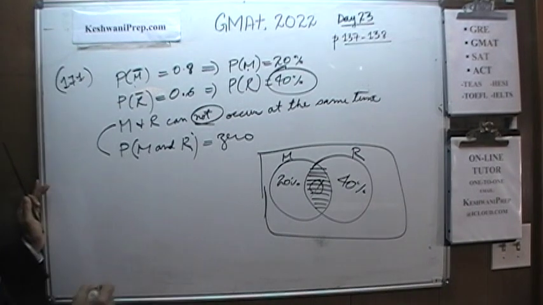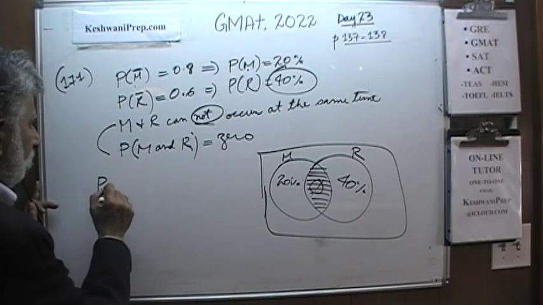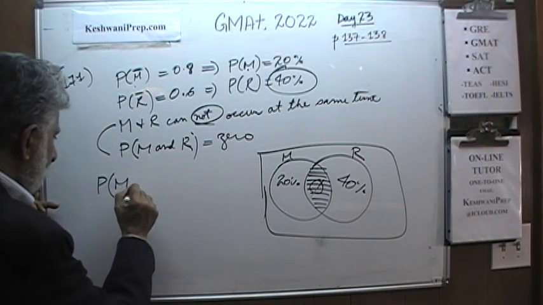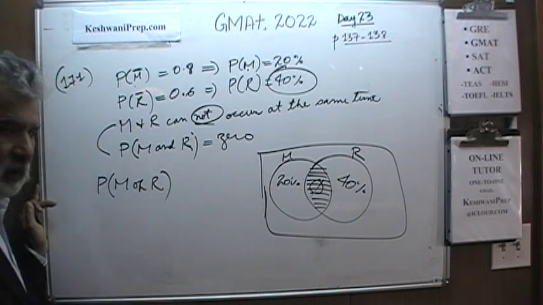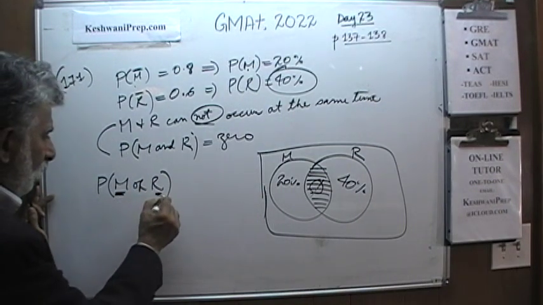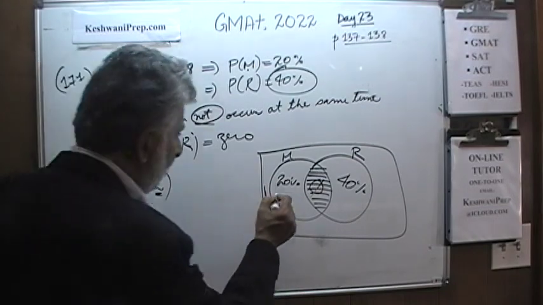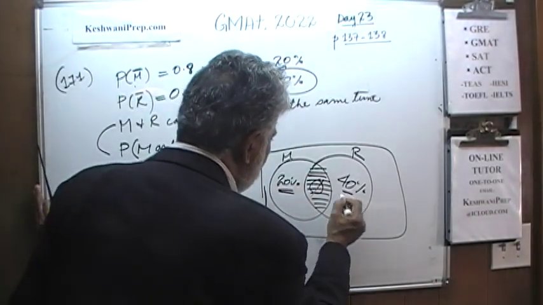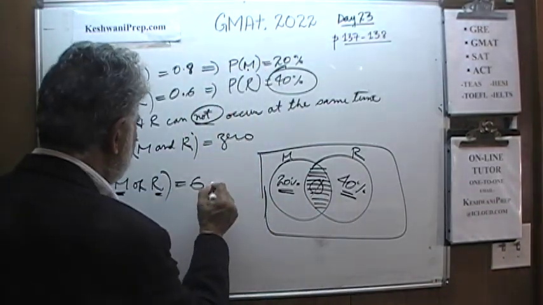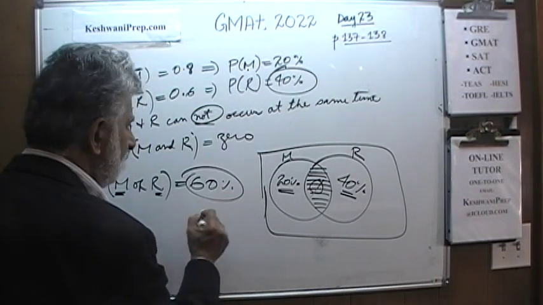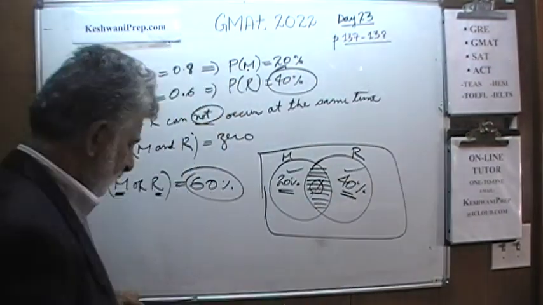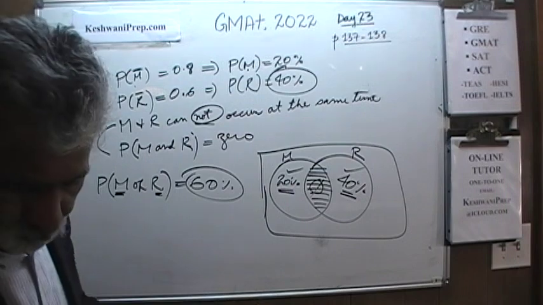Therefore, the odds, I never told you what we're looking for. What are the odds that either M or R will happen? Well, M has a 20% chance of happening, R has a 40% chance of happening. It is simply 60%. It's just 20 plus 40. There's nothing to it.